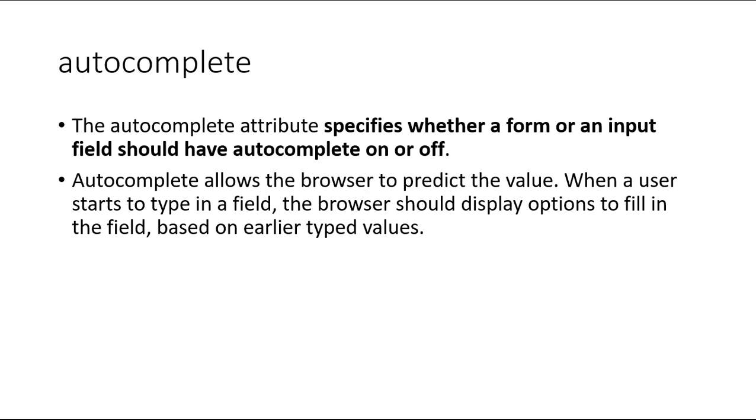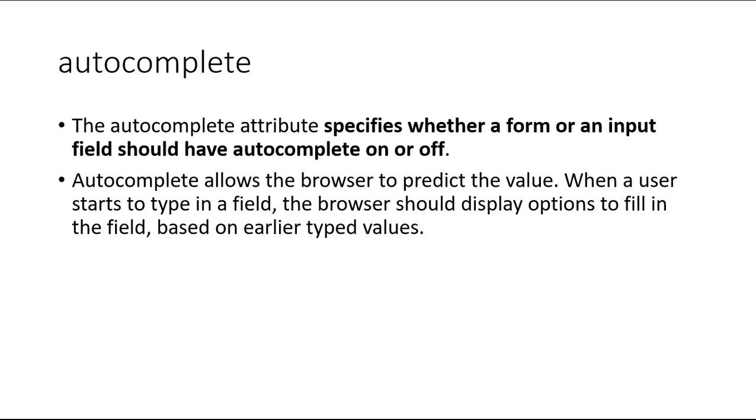Autocomplete allows the browser to predict the value. When a user starts to type in a field, the browser should display options to fill in the field based on earlier typed values. So what does it mean?